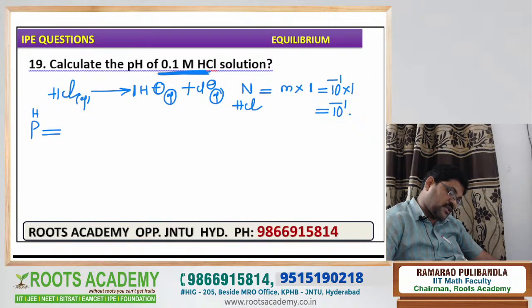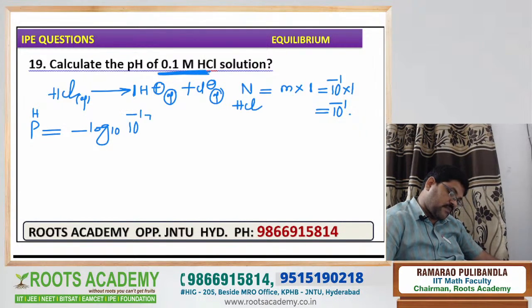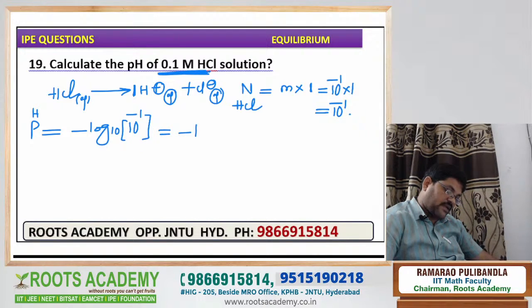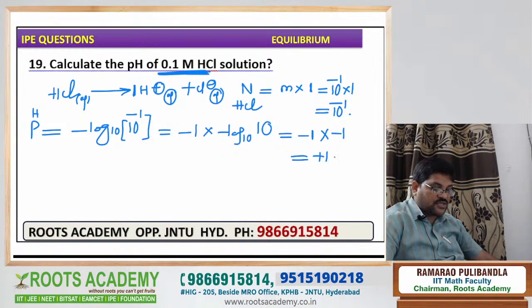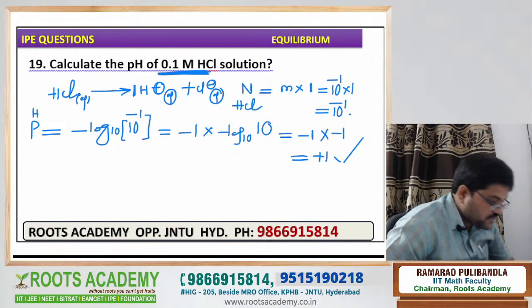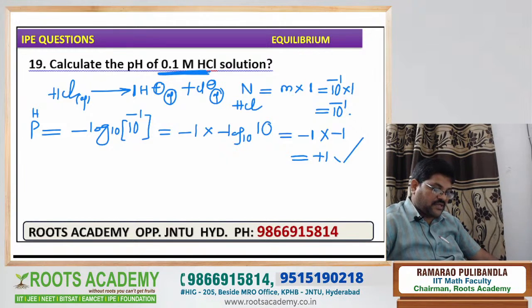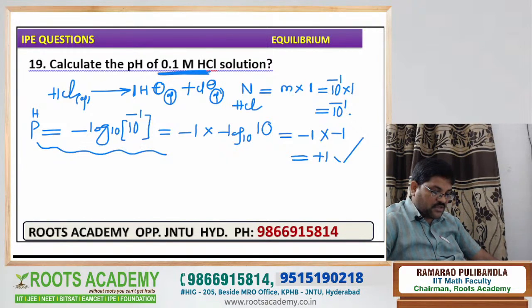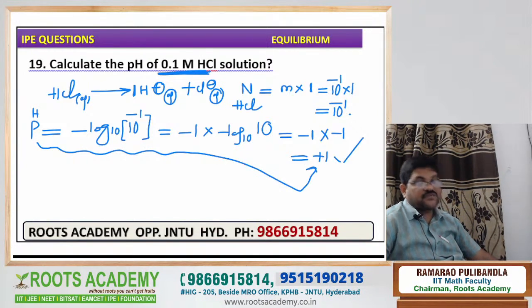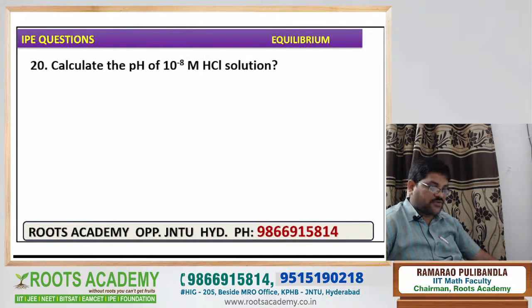Now from that, what you get? pH of the HCl solution is equal to minus log to the base 10 of 10 power minus 1. So you get minus 1 into minus log to the base 10 of 10. Log 10 is what? 1. Minus 1 into minus 1, that is equal to plus 1. What is the pH of the solution? Plus 1. Understood what I am saying? Clear now? Simple logic, no confusion.